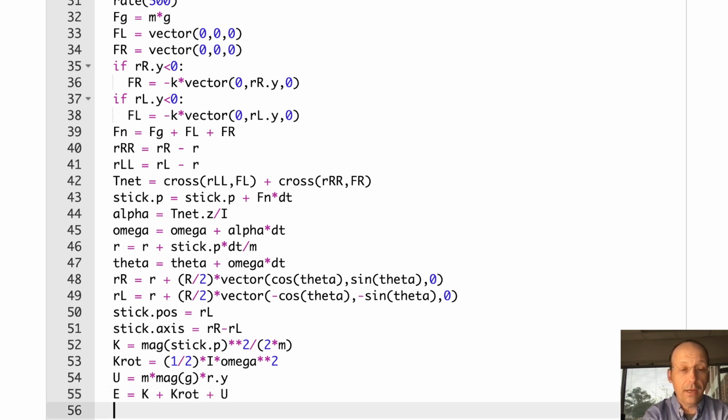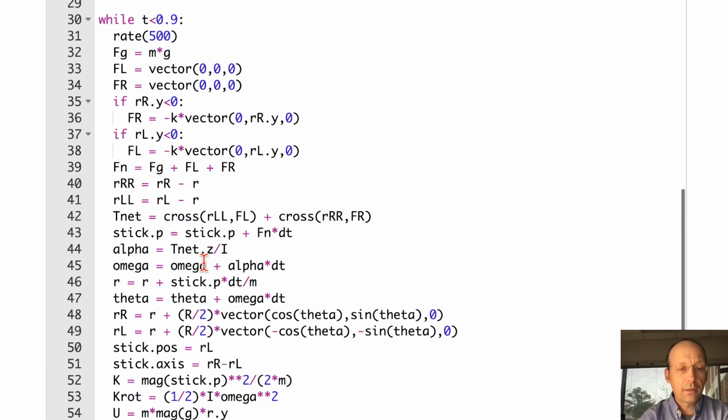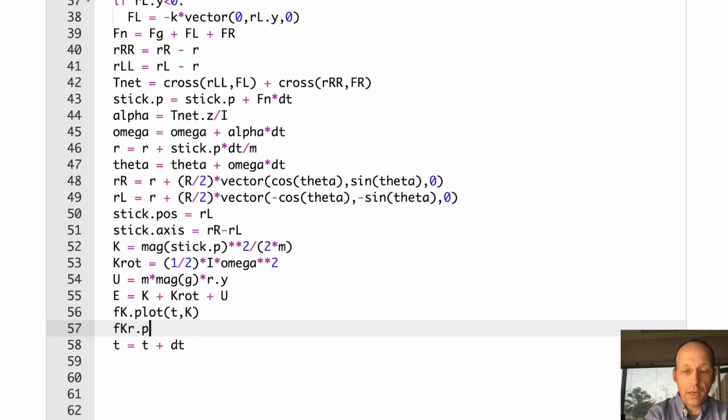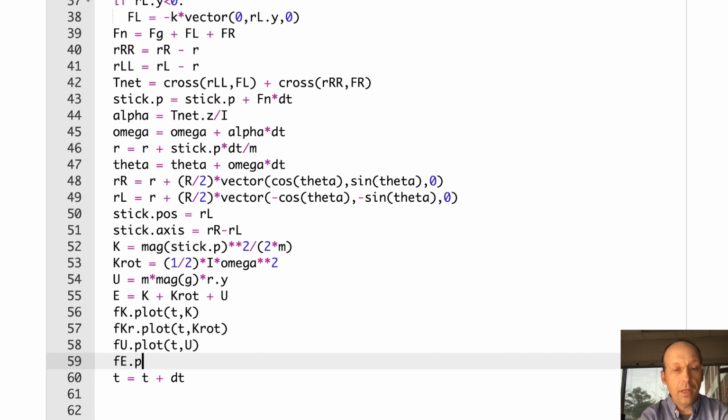And let's plot everything. So f.k dot plot t.k, and again, making this so you can't see, f.k, is that capital? Did I use capital? Yeah. This should be k. f.krot dot plot t.krot, f.u dot plot t.u, f.e dot plot t.e.